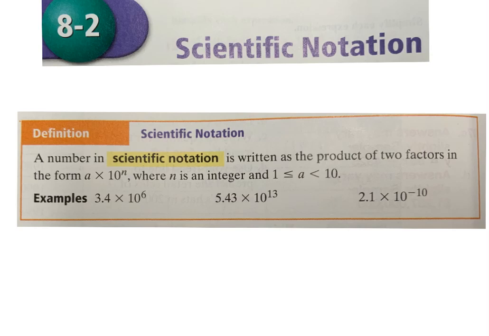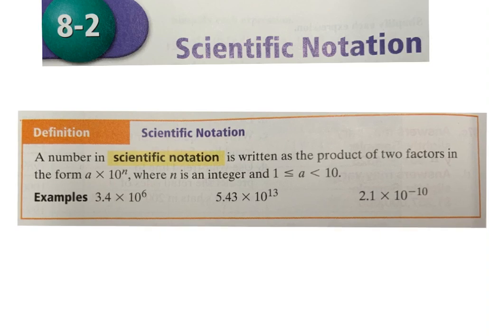The product of two factors in the form a times 10 to the nth, where n is an integer and 1 is less than or equal to a, which is less than 10. So what they're saying here is this first number that you see here, for it to be written in scientific notation, must be between 1 and 10. It can be equal to 1, but it has to be less than 10. So it has to be 9 point something or less and 1.0 or more.